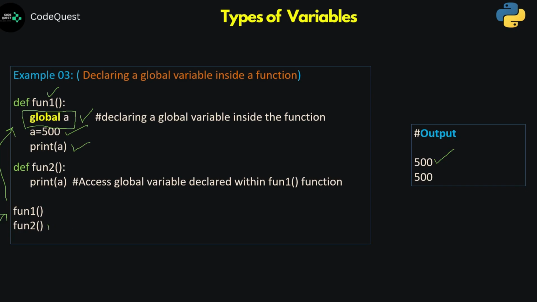Now the second call, where I'm calling the fun2 function. When it goes to this definition, I'm trying to access a. But you can see there is no globally declared variable a. Still I'm able to access this because the fun1 function has defined this a as global. I can use this value of the variable within the fun2 function also. So as a result, the fun2 function is also going to display the present value of a, which is nothing but 500.